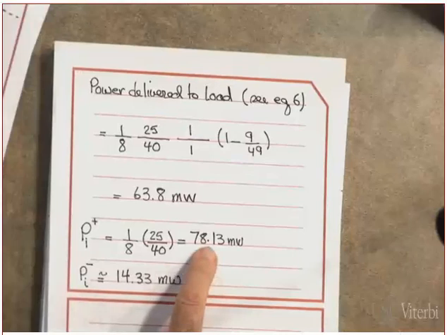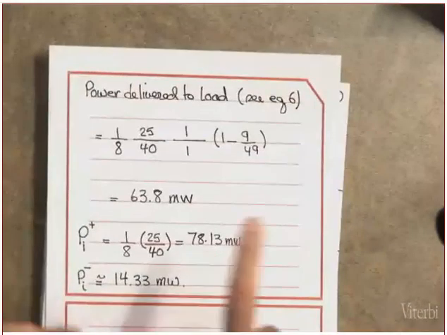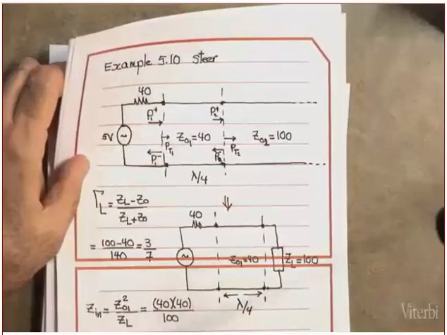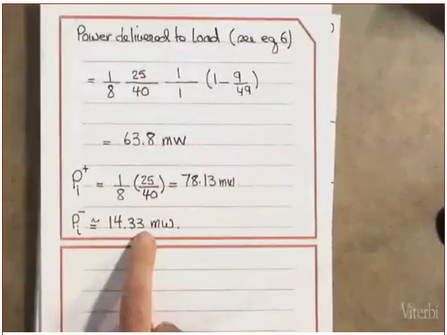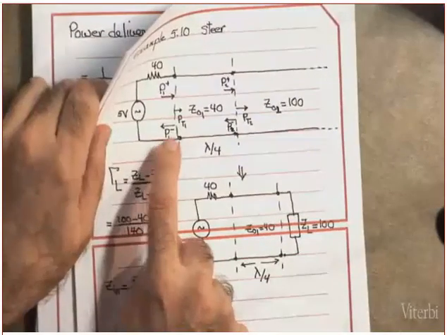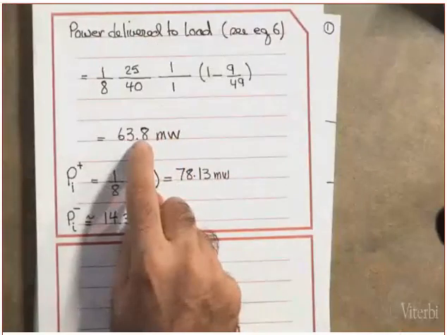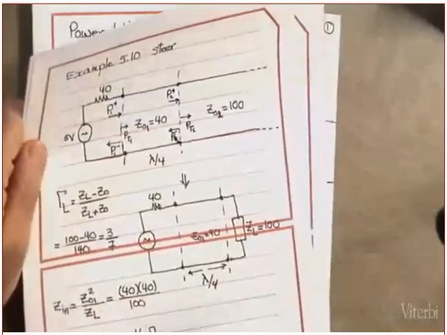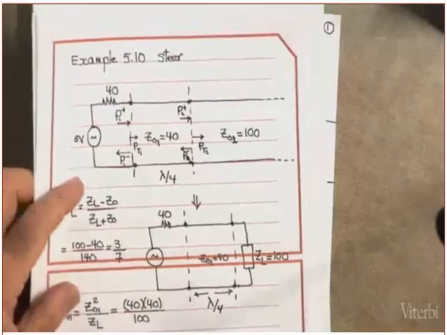Yes or no? What is this in this diagram? 78.13. Can you show it to me? P1 plus, which is also equal to P2 plus. Did you get this or not? What is this? 14.33 milliwatt. That's this one, yes or no? It's the same as this one. And what is this? 63.8. This is the same as the power delivered to the load. Clear?